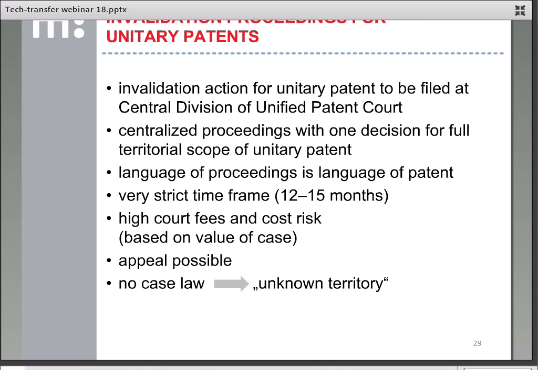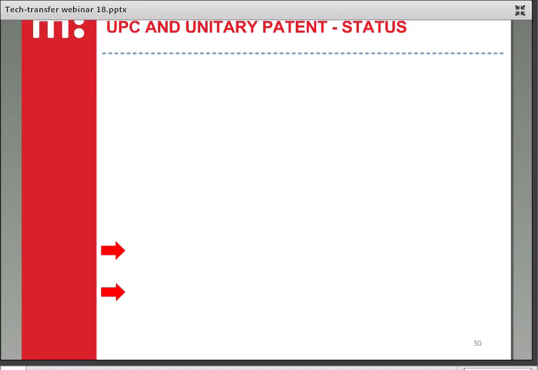So there are some advantages, but also disadvantages with the new system. But the question is, where are we at with the UPC and the unitary patent at the moment? It has been promised for the last 40 years. We were very close to getting it started, and then we had some issues with Brexit.